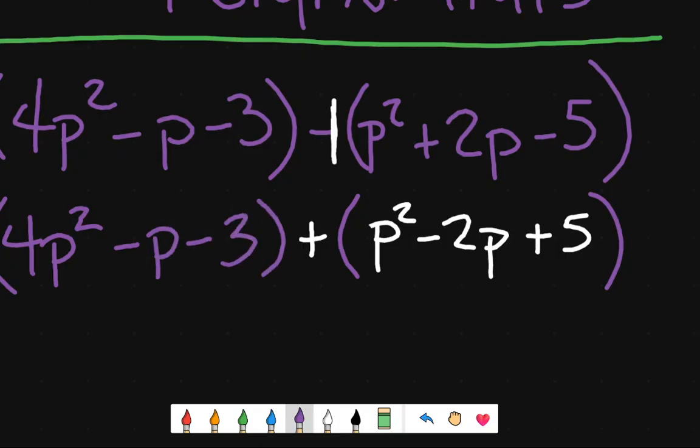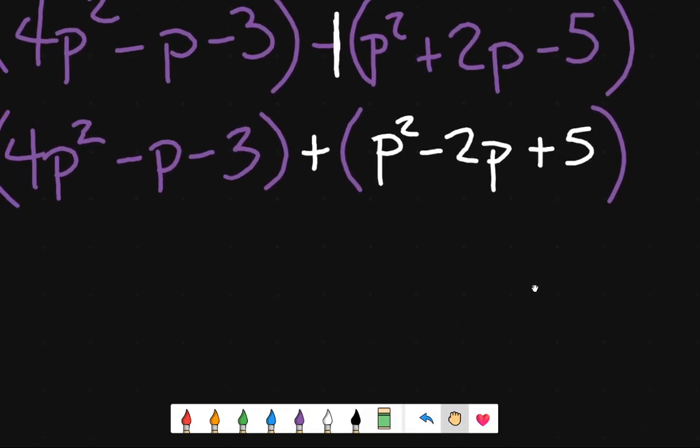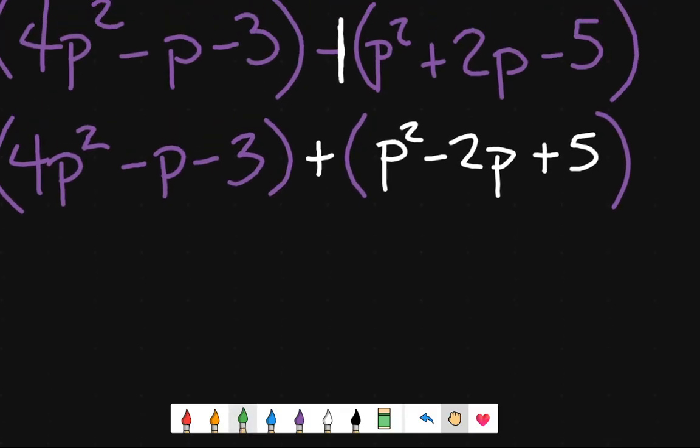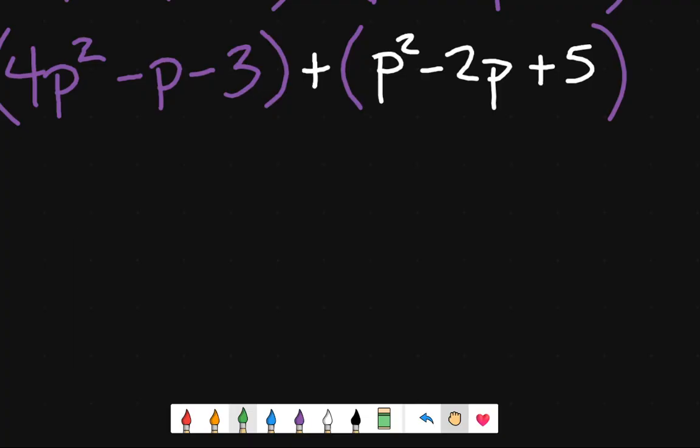They stay the same. So now we can go through the process of ordering these into a vertical form so we can see which terms we can combine. This makes it more simple and lessens the chance of you making mistakes. So let's do that now. We have 4p raised to the power of 2, we also call that 4p squared, 4p squared minus p minus 3.